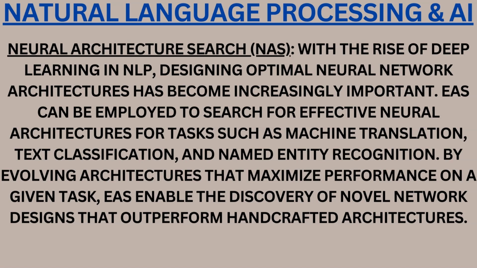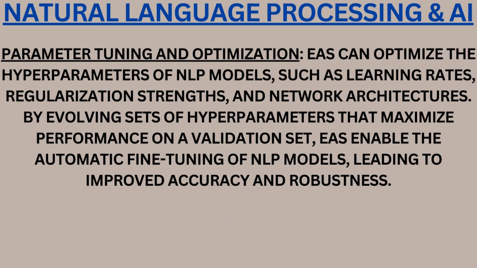Parameter tuning and optimization. EAs can optimize the hyperparameters of natural language processing models such as learning rates, regularization strengths, and network architectures. By evolving sets of hyperparameters that maximize performance on a validation set, EAs enable the automatic fine-tuning of NLP models, leading to improved accuracy and robustness.